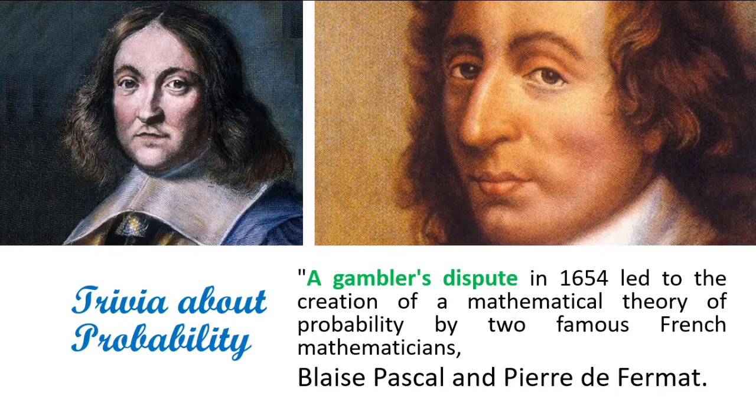Actually, probability was formulated during a gamblers' dispute in 1654. This gamblers' dispute led to the creation of a mathematical theory of probability by the two famous French mathematicians Blaise Pascal and Pierre de Fermat. So, while they were gambling, they got into a fight. The two mathematicians fought, and that is where probability was born.